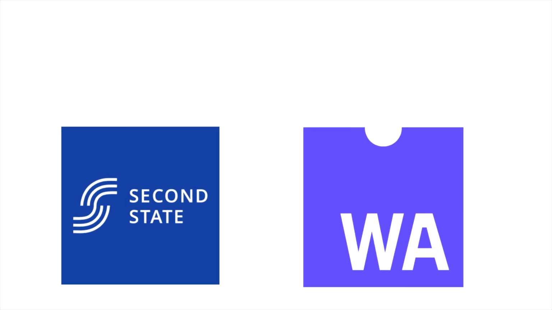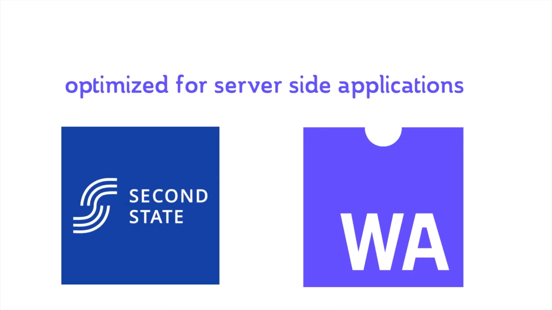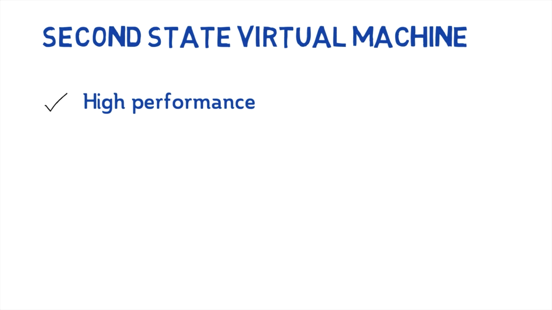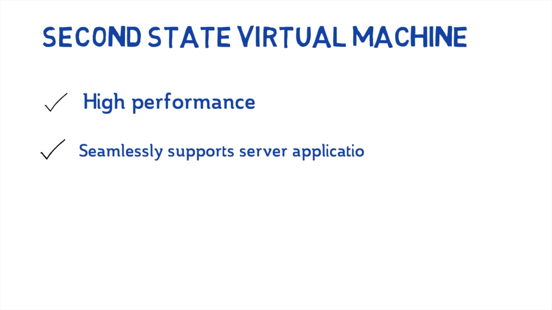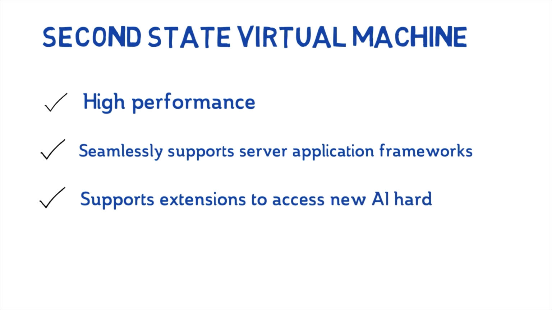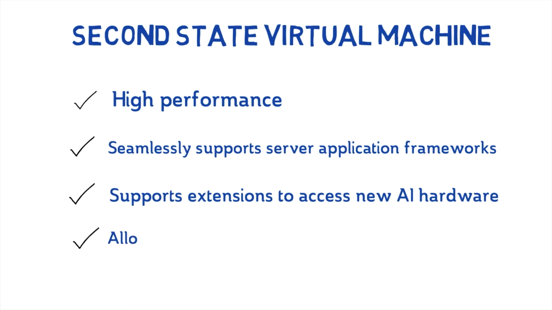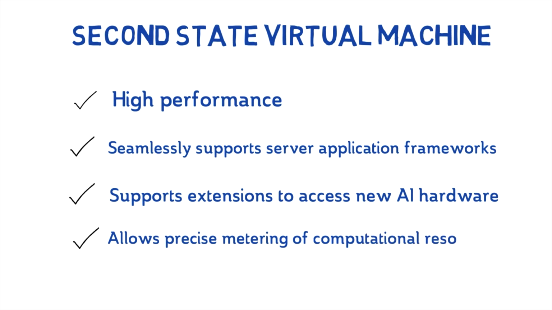Second State provides an open-source WebAssembly implementation that is specifically optimized for server-side applications. It is high-performance, seamlessly supports server application frameworks such as Node.js and Rocket, supports extensions to access new AI hardware, and allows precise metering of computational resources.